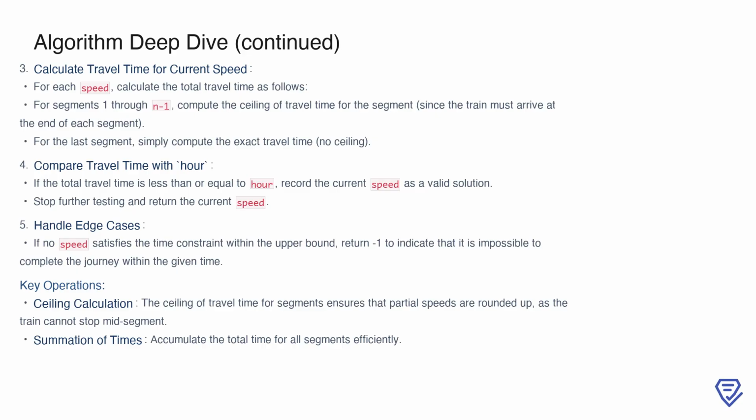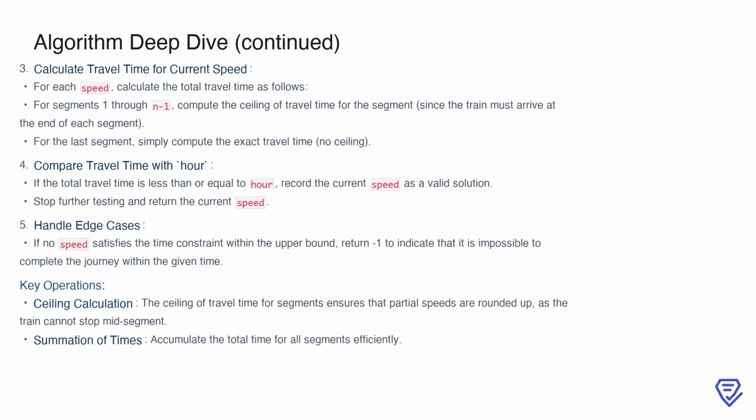This ensures that any fractional travel time is rounded up, as the train cannot stop midway. For the final segment, however, we simply calculate the exact travel time without applying the ceiling. Once the total travel time is computed for the current speed, we compare it to the given hour. If the total time is less than or equal to hour, the current speed is recorded as a valid solution, and we can immediately stop testing further speeds, returning this speed as the result.